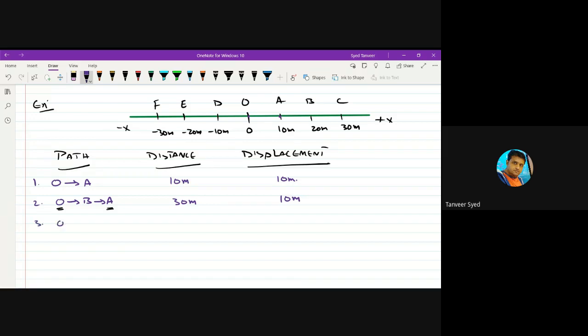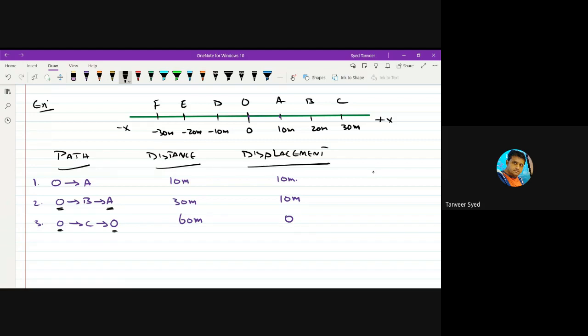Next, body starts from O, goes to C, comes back to O. Distance covered is 60 meters. Displacement is zero, because the initial position is O and the final position is also O. The shortest path between O and O is 0 because they are the same point. Displacement is 0, even though distance is 60 meters.